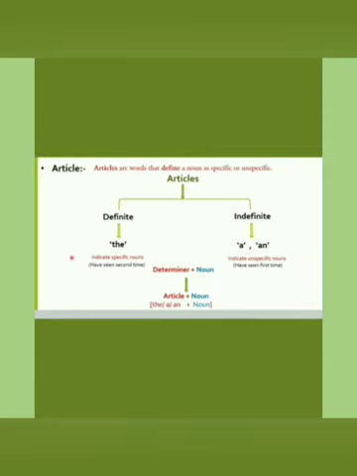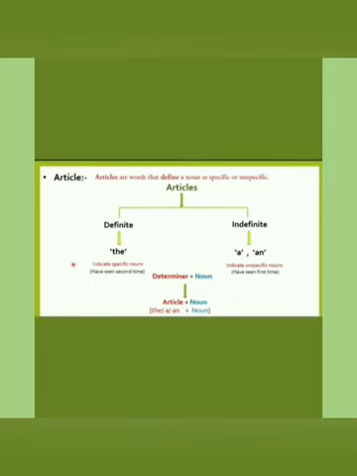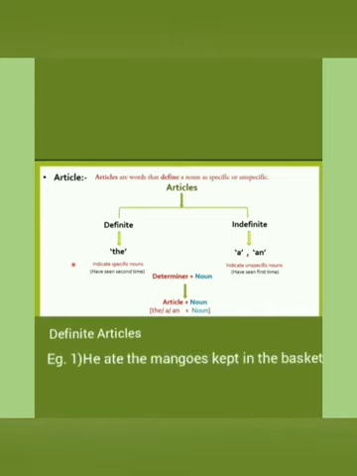We can think of nouns in a specific or general way. So when we refer to particular person or things or something that has already been mentioned or can be understood, we use the definite article the. And when we refer to singular nouns for the first time or refer to the things in general way, we use the indefinite article a or an. Examples of definite articles are: first, he ate the mangoes kept in the basket. Second, I will visit the school on Monday.